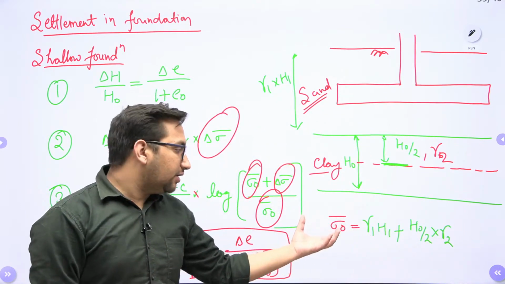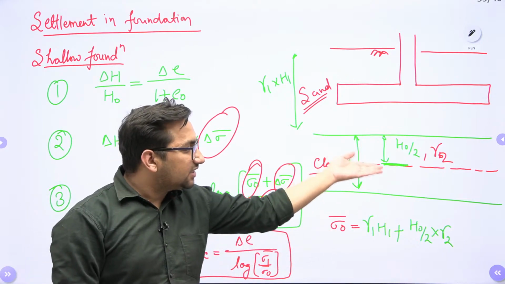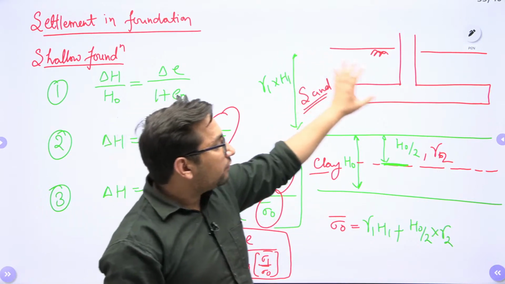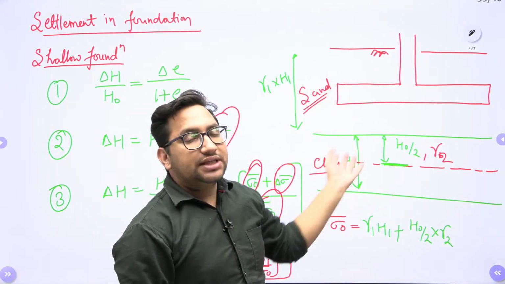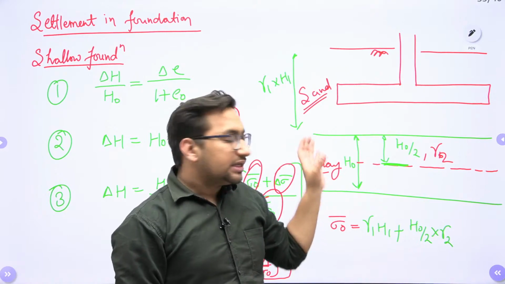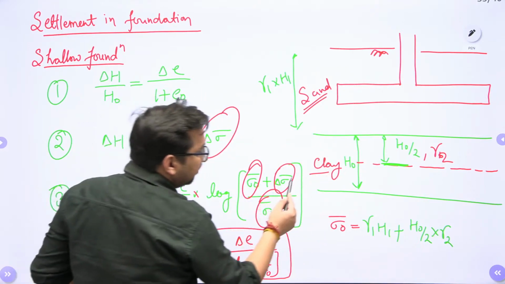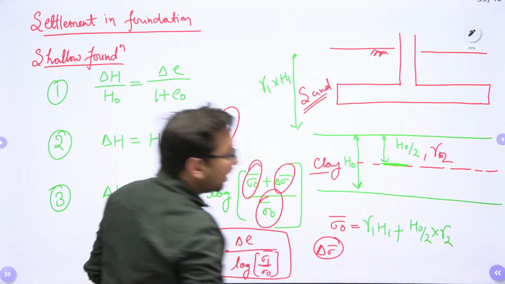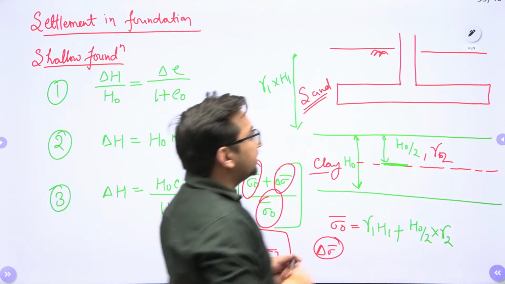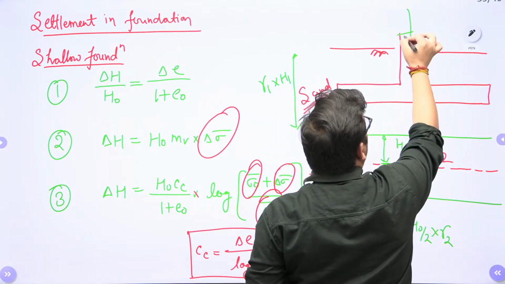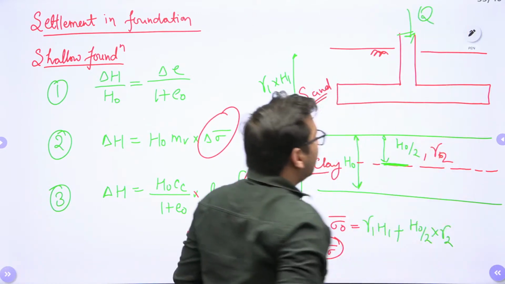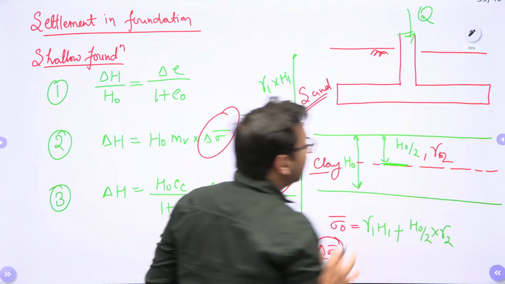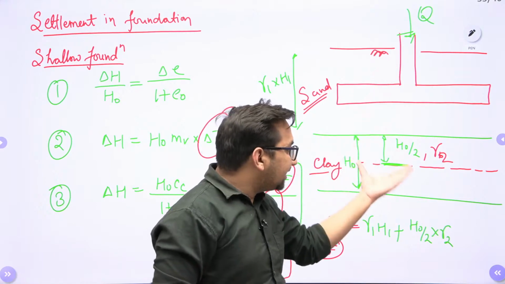It means this is the stress value which was acting at this particular point even before the construction of our foundation. Now due to the construction of the foundation, due to the superstructure load, there will be a change in stress value. That change in stress value is nothing but this delta sigma bar. How to calculate this delta sigma bar? It will be equal to the load over this pile, let's suppose that load is Q, divided by the area at the center of the compressible layer.